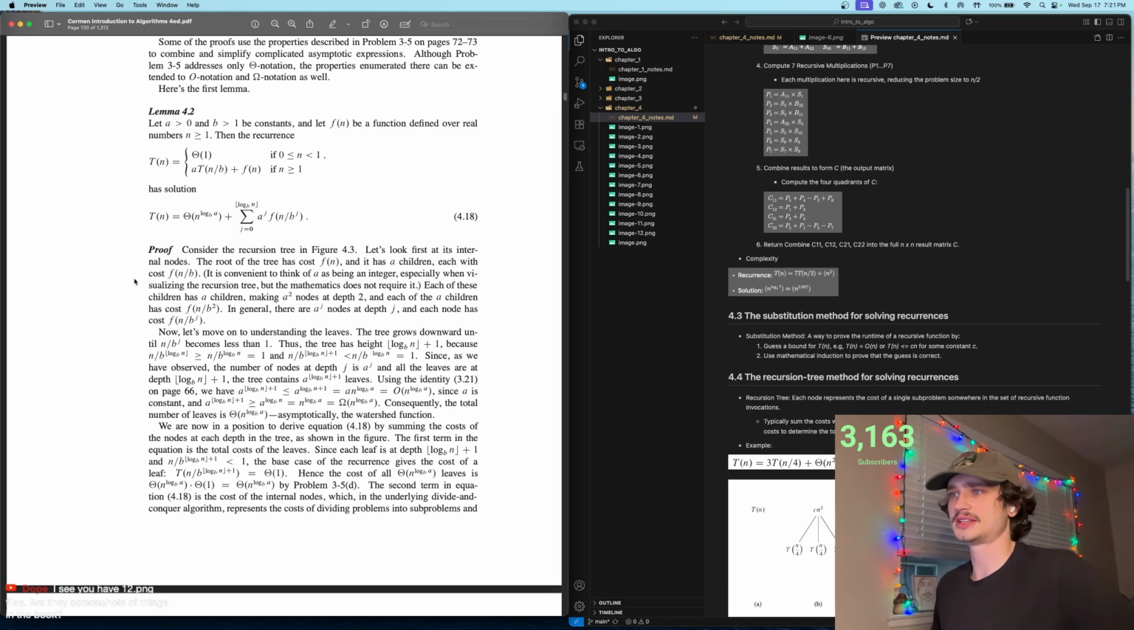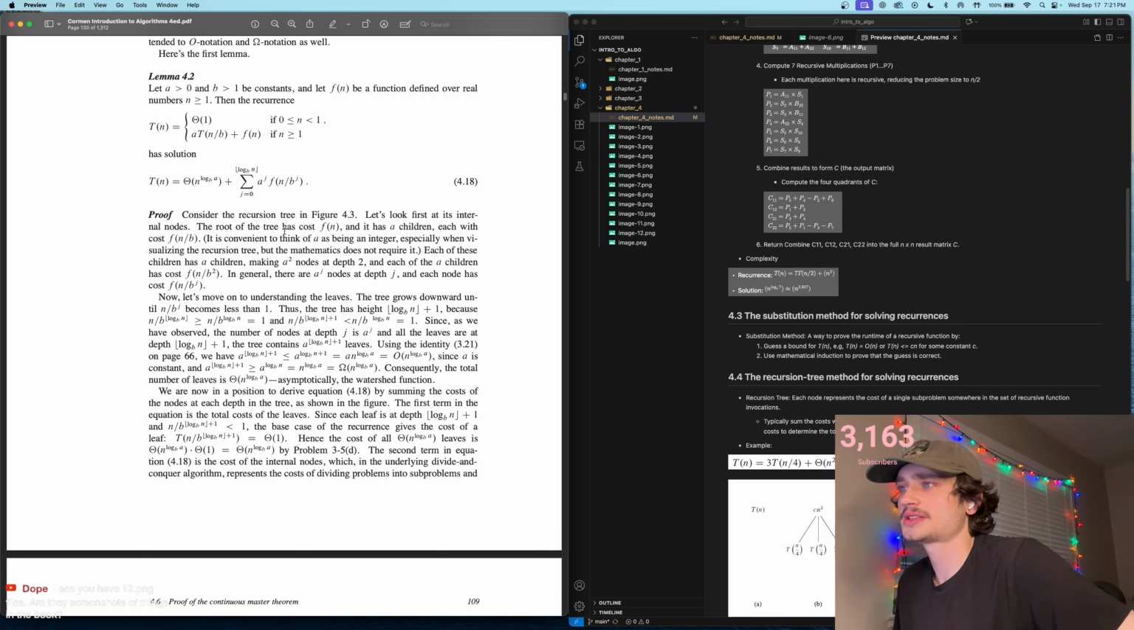Let's look first at its internal nodes. The root of the tree has cost f of n, and a children, each with cost f of n over b. It is convenient to think of a as an integer, especially when visualizing the recursion tree, but the mathematics does not require it. Each of these children has a children making a squared nodes at depth 2, and each of these has a cost of f of n over b squared. In general, there are a to the power of j nodes at depth j, and each node has a cost of f of n over b to the power of j.